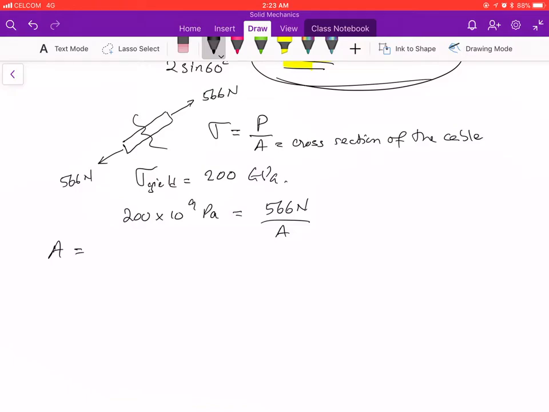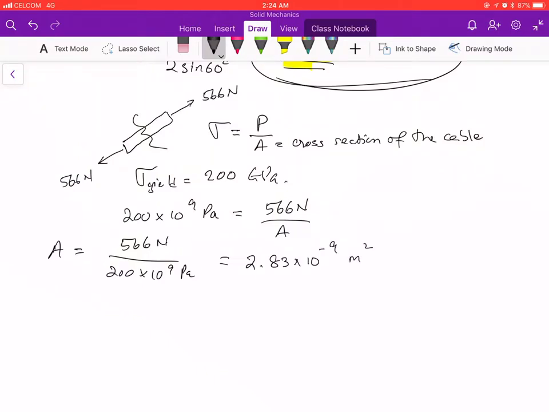From this I can find out what A is, which is 566 Newton divided by 200 times 10 to the 9 Pascal. I divide that, and this is 2.838 times 10 to minus 9 square meter.